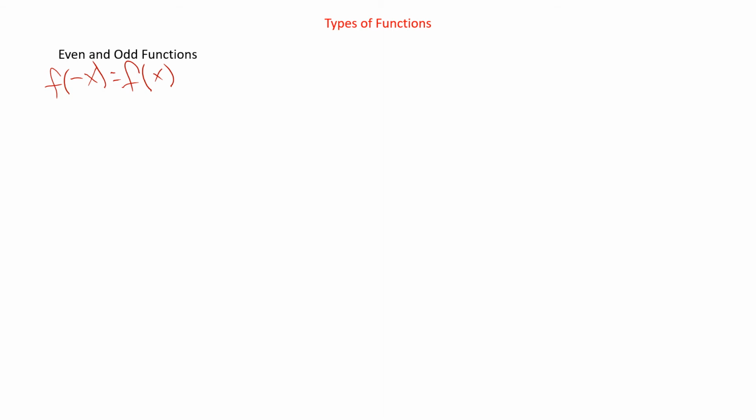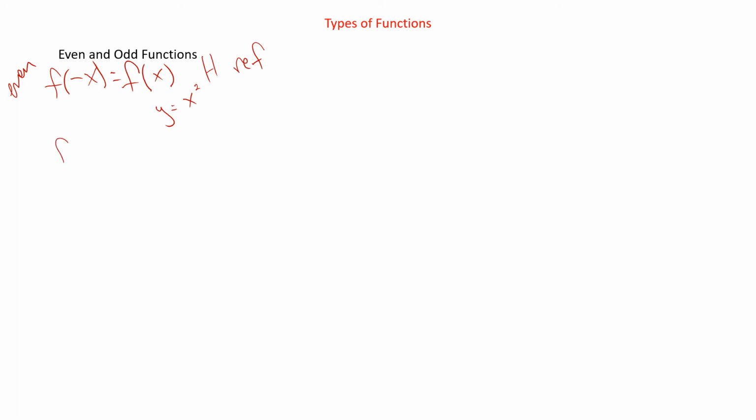This is a horizontal reflection about the y-axis. Specifically about the y-axis, not just any horizontal symmetry. It has to be symmetric about the y-axis. And so that's even. A good way of remembering it, y equals x squared is symmetric about the y-axis. It's even.